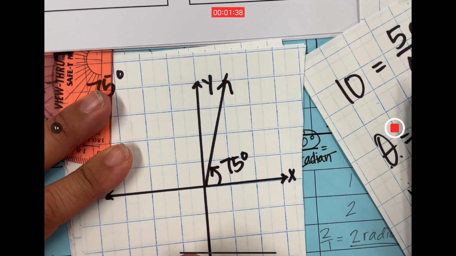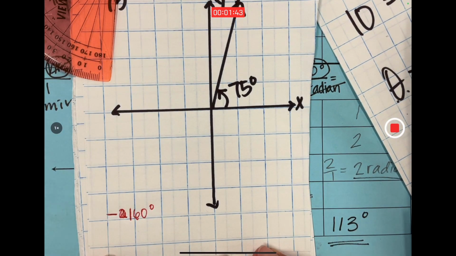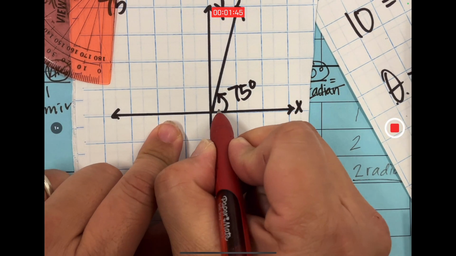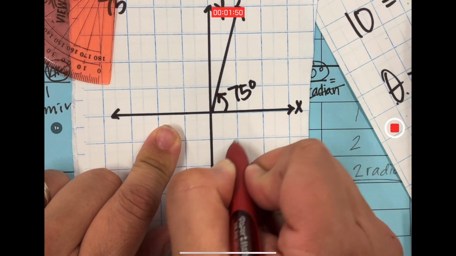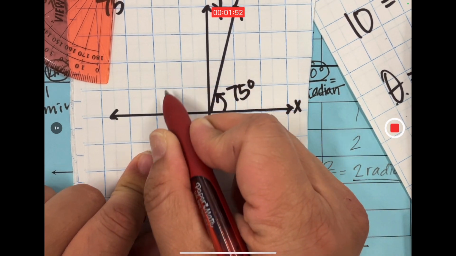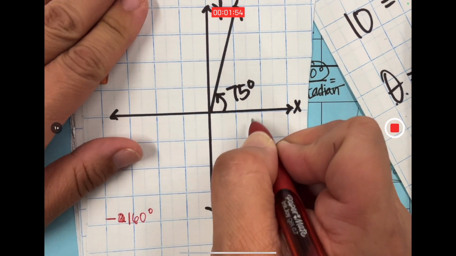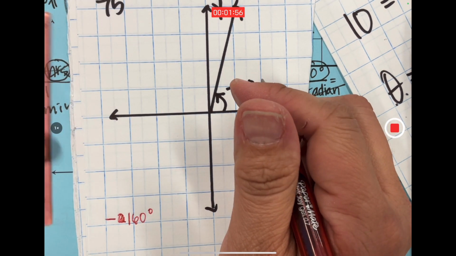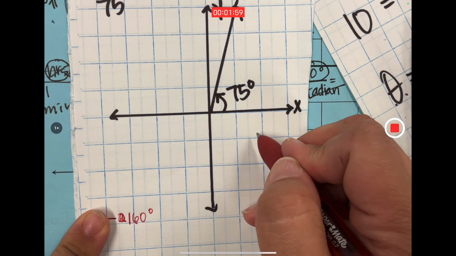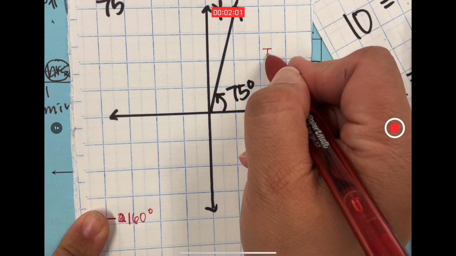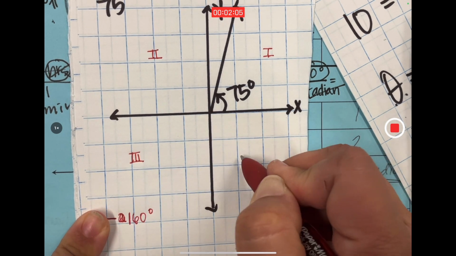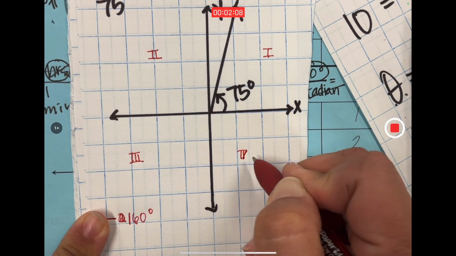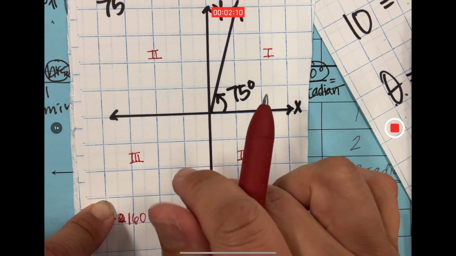Negative 160 degrees. Okay, so if this is my initial, which way am I going? Clockwise or counterclockwise? We're going clockwise for the negative angle, right? So where should I land? Should I be in quadrant 1, quadrant 2, quadrant 3, or quadrant 4? Which quadrant am I going to land on?